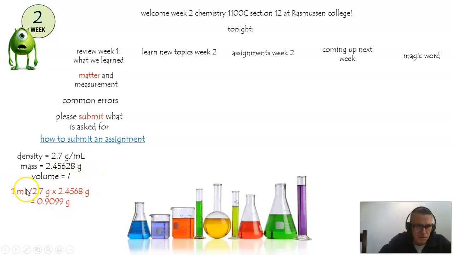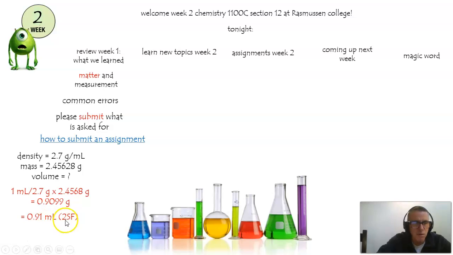I did it by unit conversion. 1 mL for every 2.7 grams. Notice I had to flip that over because I know in the end I need the volume in milliliters. And if 2.7 grams comprises a milliliter, it's just as accurate to say that a milliliter is comprised of 2.7 grams. Enter that and you'll see that we have mL over grams times grams. That means grams over grams cancels and we get 0.9099. That should be mL. I think I wrote it as mL here.